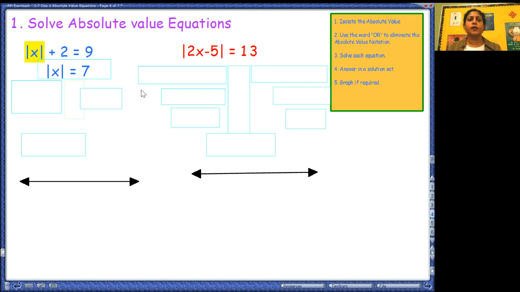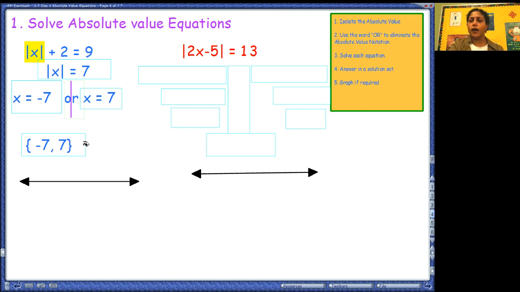Now you're going to eliminate the absolute value sign by putting the word "or". And I want everybody to put a little line in the middle to separate the two parts. On the right, it will just be x is equal to 7. On the left, it will be the negative of 7, so x is equal to -7. And this gives us two answers which you put in a solution set.